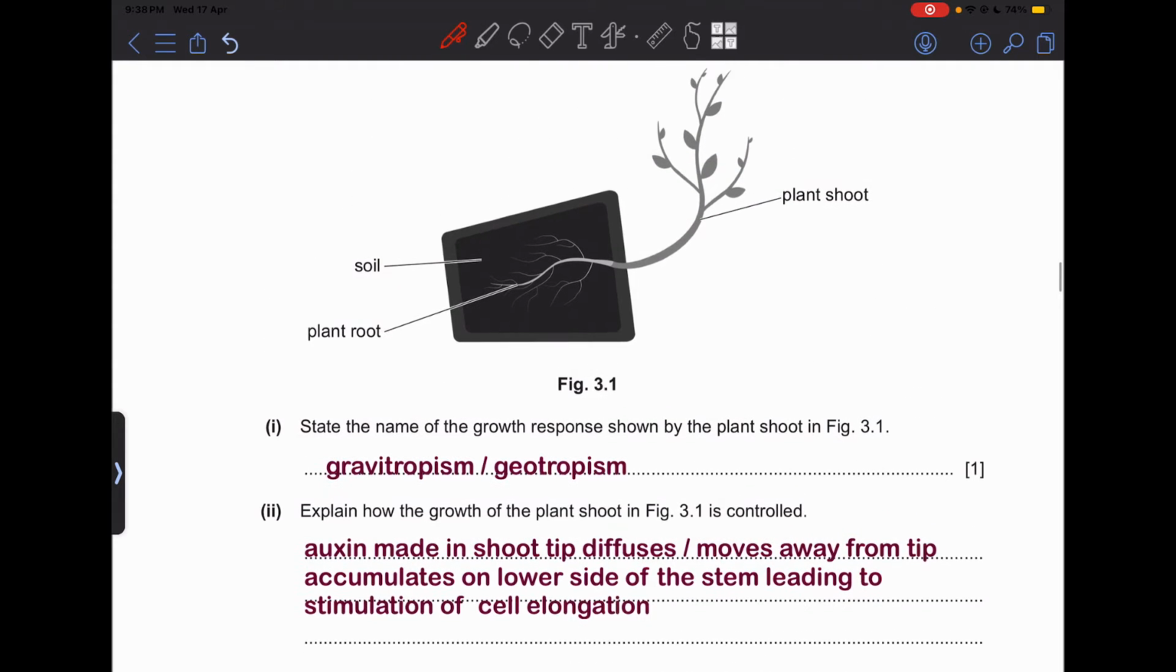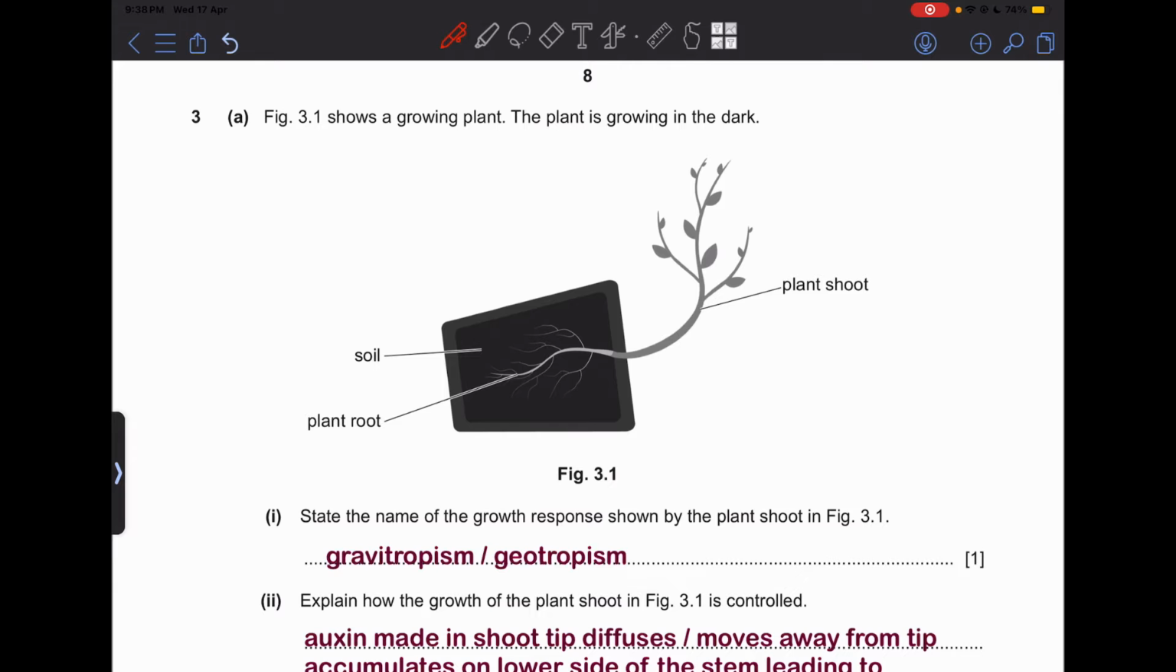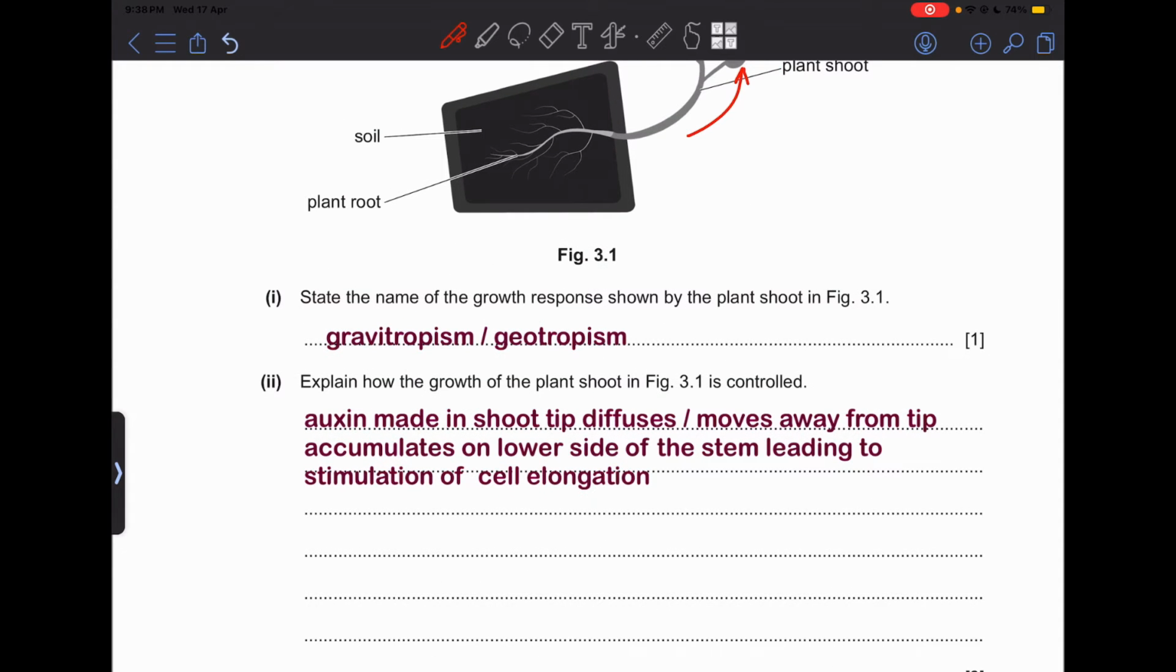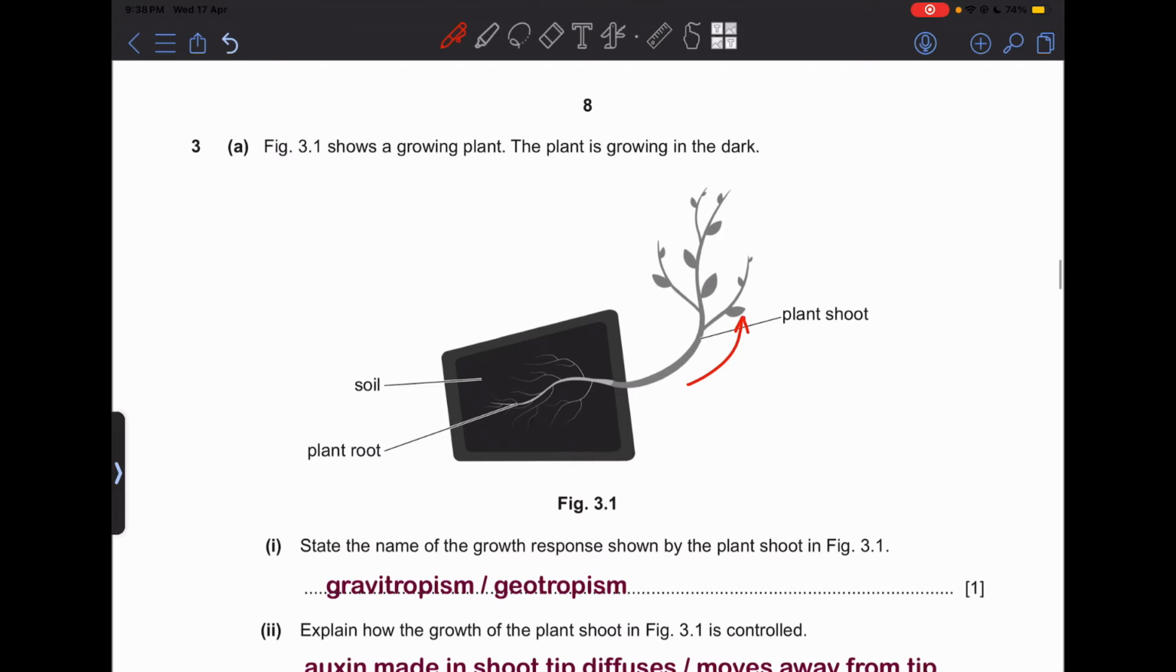So they're basically asking how does it grow upwards like that. So it is all depending on oxygen. Oxygen is the reason why it goes up like that. Oxygen made in the shoot tip diffuses or moves away from the tip, and then it accumulates on the lower side of the stem, leading to stimulation of cell elongation. So this is basically why it goes up like that.